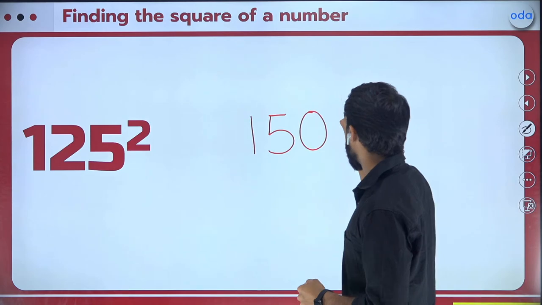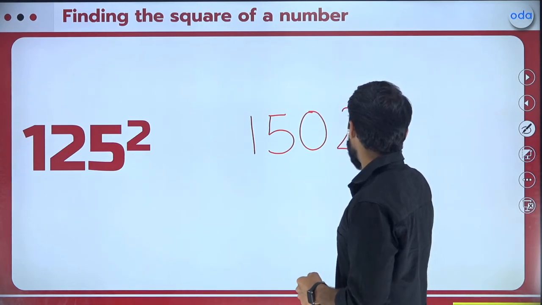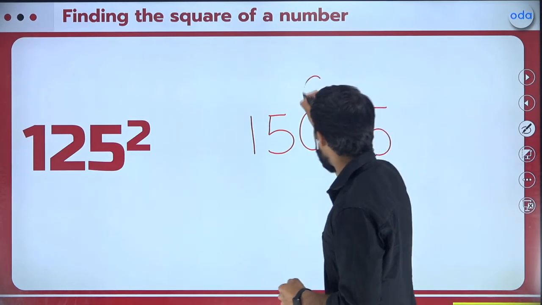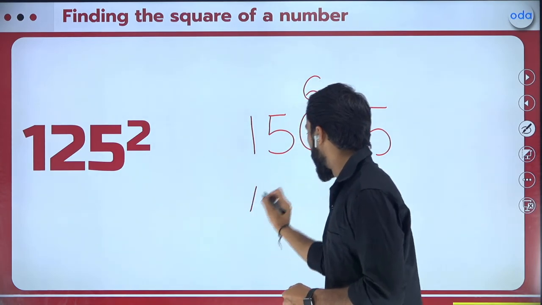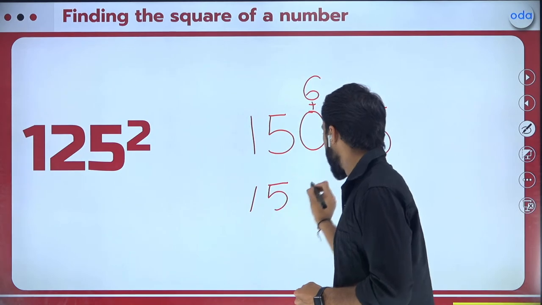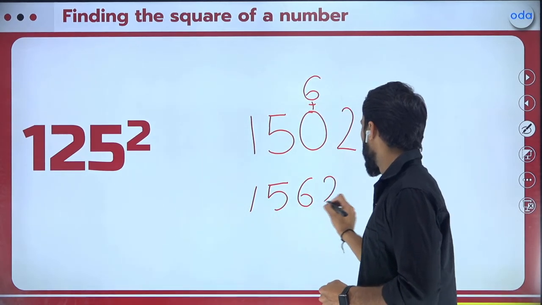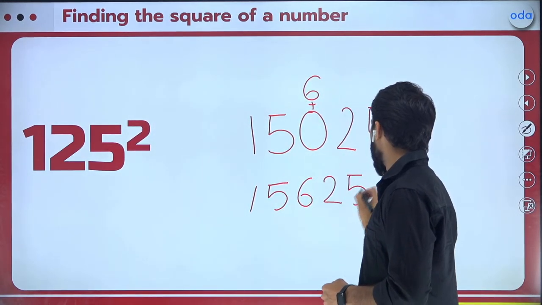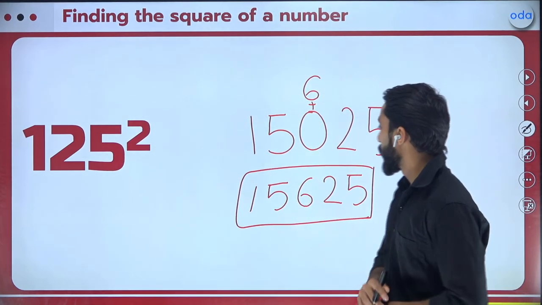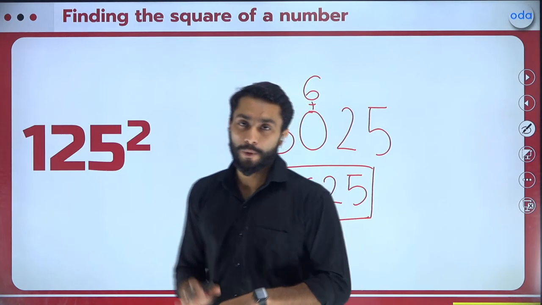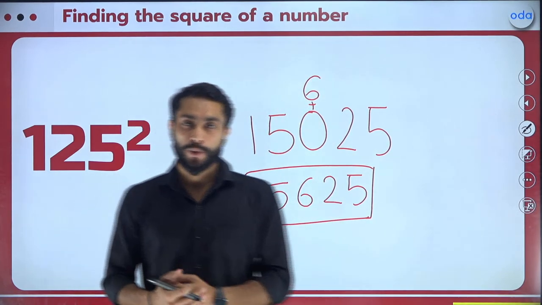Right? But then we should be getting only 25 here and 6 is the carry. That means what is the answer? The answer is 15625. Do you really think that it was a difficult concept? Not at all, right? It was super duper easy. So easy peasy lemon squeezy concept.